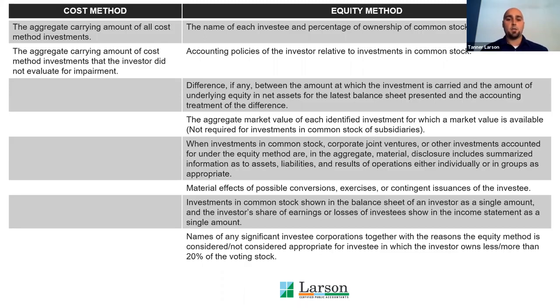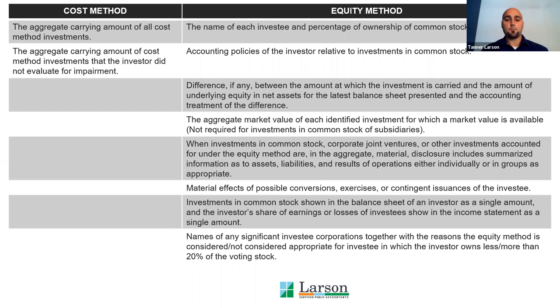Under the equity method, you primarily need to disclose key information for users so they can understand what your investment is. So you present the name of each investee and percentage of ownership of common stock, if significant, the accounting policies of the investor relative to the investments in the investee's common stock, differences, if any, between the amount at which the investment is carried and the amount of underlying equity and net assets for the latest balance sheet presented, and the accounting treatment of that difference, the aggregate market value of each identified investment for which a market value is available.